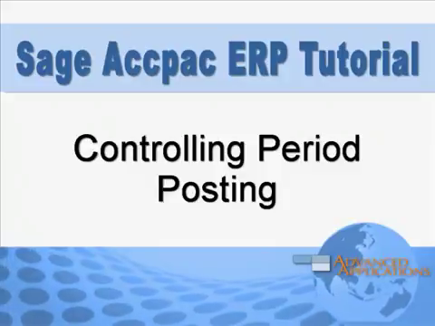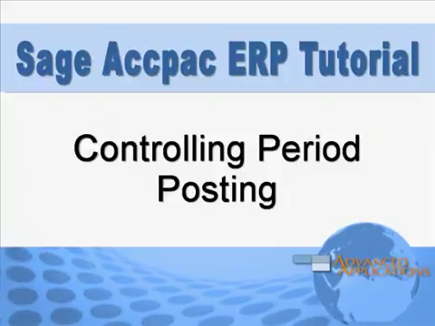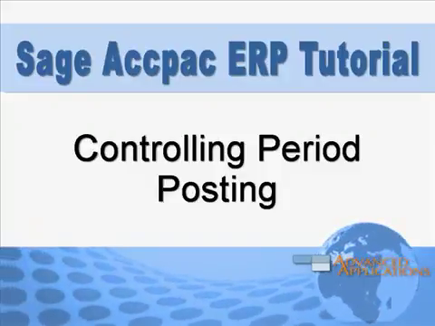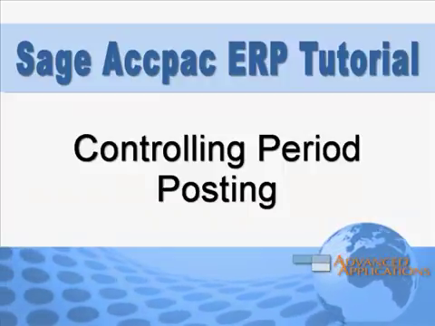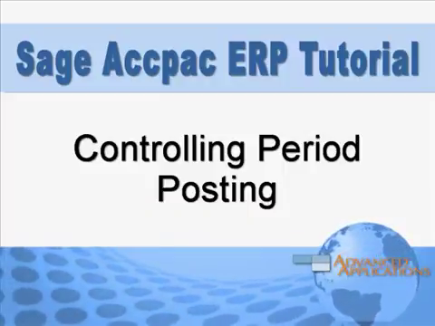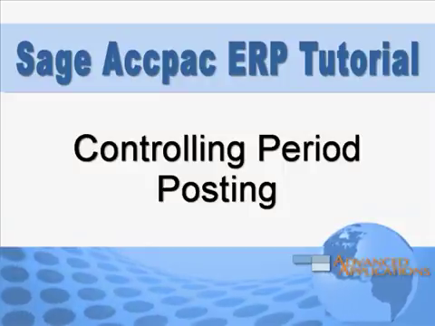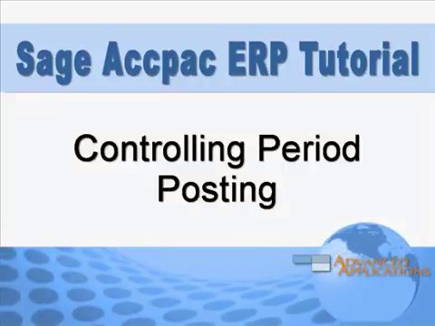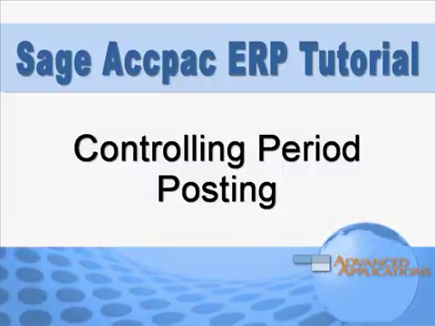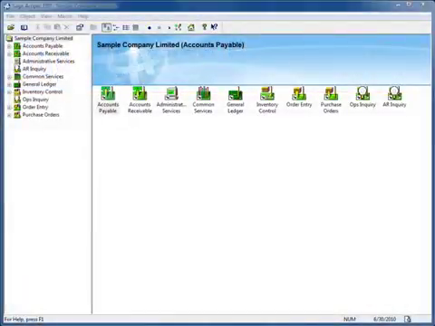Posting transactions to the wrong period is especially problematic near the end of a fiscal year or period. In this tutorial, we'll show how you can use features in the fiscal calendar and company profile to control GL postings at period end. So let's jump right in and get started.